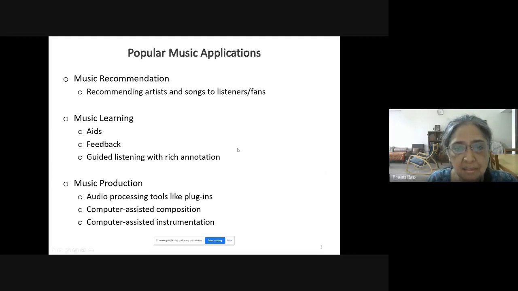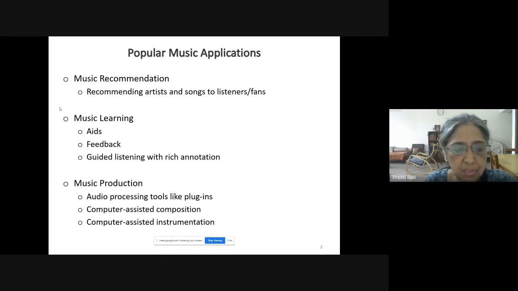and a very important one for commercial businesses. In the case of music, recommendation means recommending particular songs or particular artists to listeners and fans. Another area where machine learning is used is in music learning, where there are aids available, like generating accompaniment for a single performer automatically, or giving feedback on accuracy of singing. There is also other background processing, which processes the audio in order to put markers in the audio that could help us navigate the audio to do some guided listening.